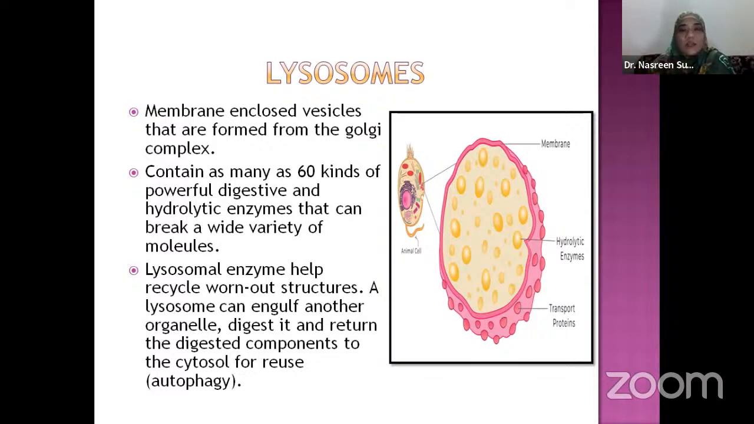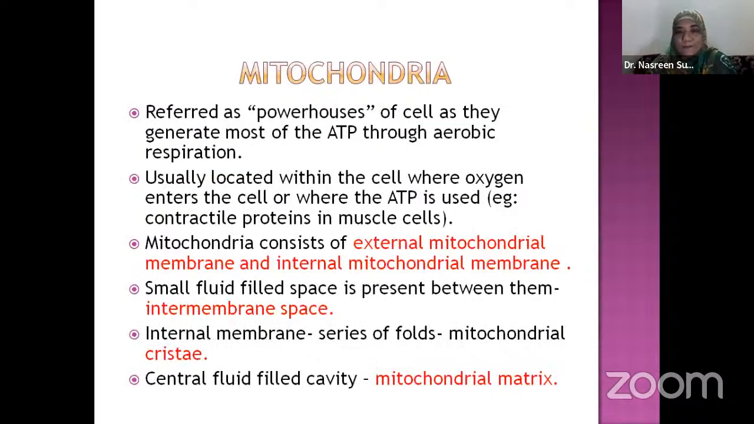Obviously, in a cell some structures will be worn out and new structures have to be produced, right? So what will happen to the worn-out structures? Is there any dustbin in our body? No. So where do they go? Whatever worn-out structure is there will be engulfed by the lysosome. The lysosome will come and eat it. Then as it contains enzymes, it will digest it and return the digested components to the cytosol for reuse. This is called autophagy, eating our own cell.